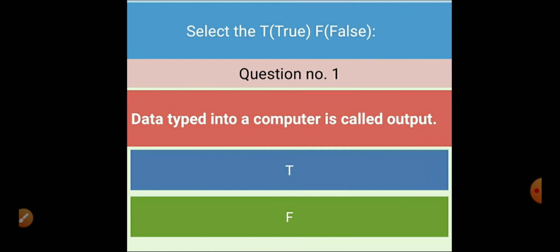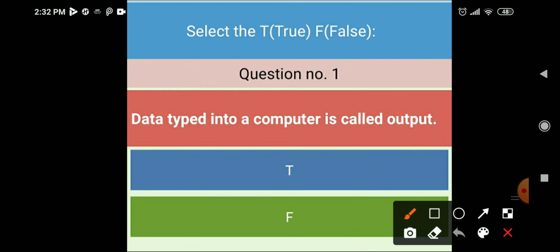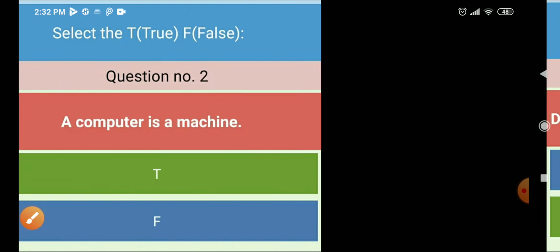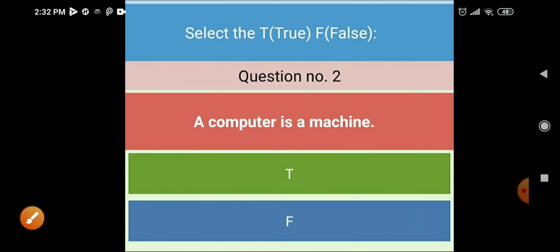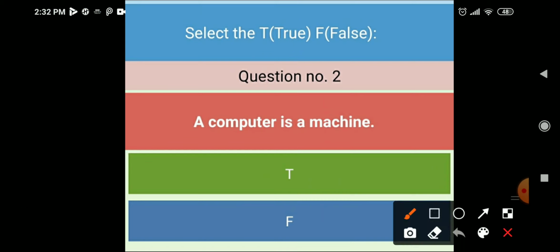First statement is data typed into a computer is called output. The data we type into the computer is input, not output. So here they have said data typed into a computer is output. So it is false. You will write false. Next is a computer is a machine. So this is true. So right answer is true.